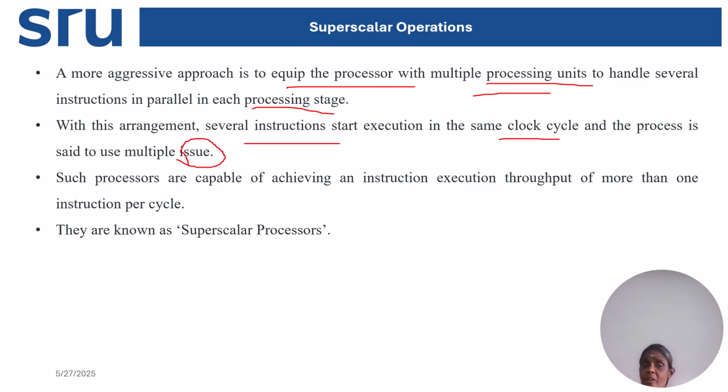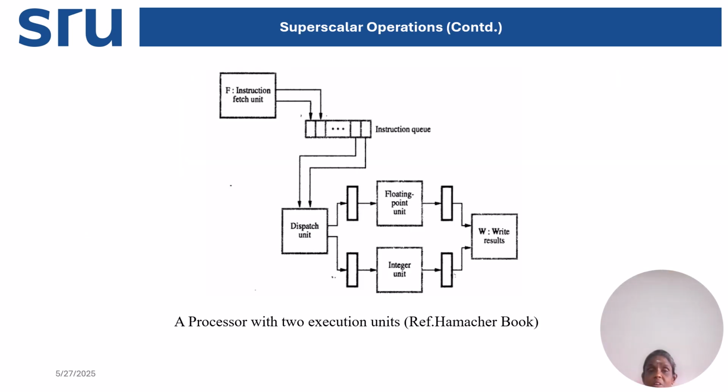Such processors are capable of achieving an instruction execution throughput of more than one instruction per cycle. Normally one clock cycle means one task, one instruction. But here we have n processing elements, meaning n instructions will be executed in one clock cycle. Therefore, we achieve n times the throughput. They are known as superscalar processors.